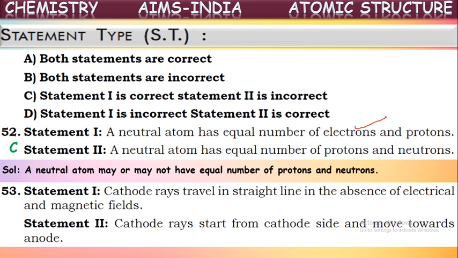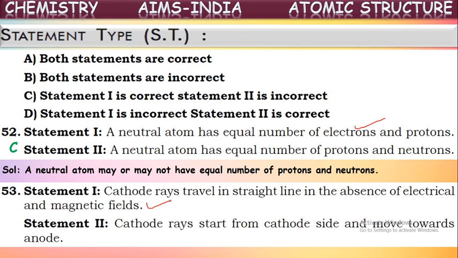Cathode rays travel in a straight line in the absence of electric and magnetic fields. Yes, cathode rays travel in straight lines. In the presence of an electric field and magnetic field, they will be deflected or deviated from their path. But in the absence of these two fields, cathode rays travel in straight lines. This statement is correct. Next, cathode rays start from the cathode side and move towards the anode side.